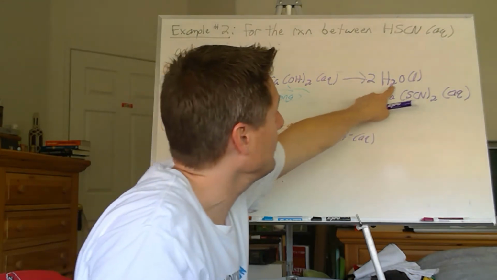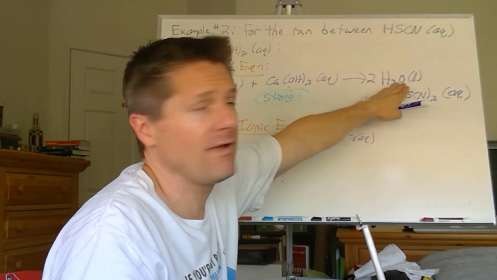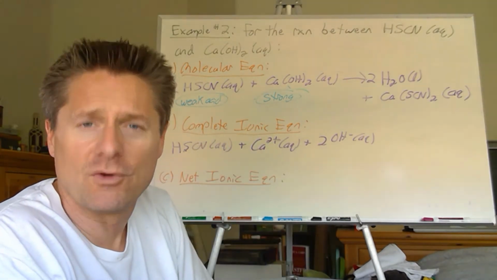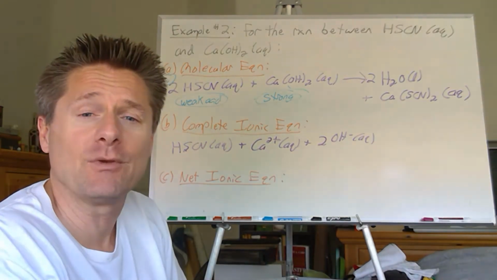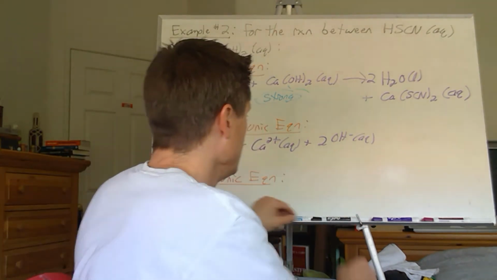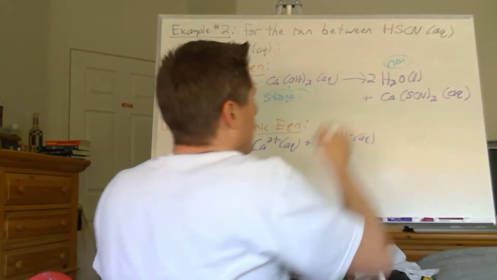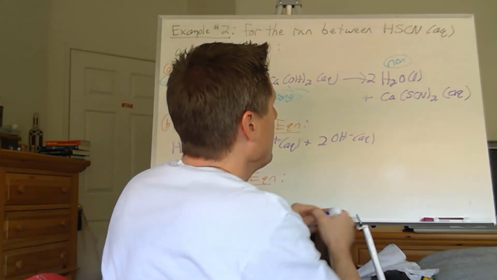Now let's go over here. Do you see the liquid there? Water, that's a covalent molecule. That's a non-electrolyte. Anything that's a liquid, solid, or gas, we're treating as non-electrolytes. It's only aqueous phase strong species that we split. So this is going to be a non-electrolyte. It's the non of the family. So let's write our 2 waters.